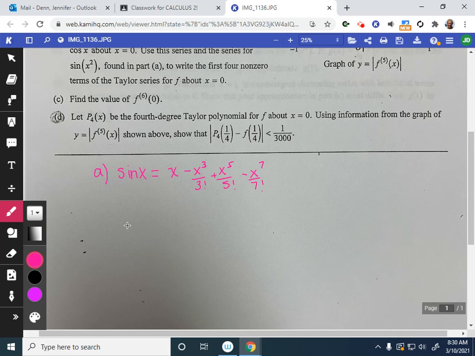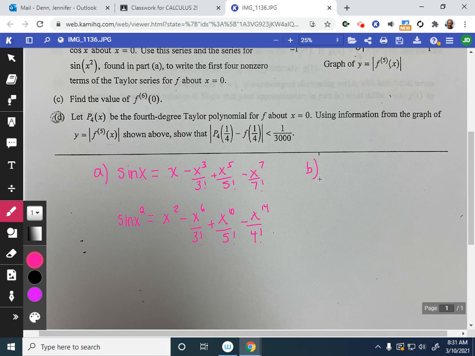Okay, now they also want the first four non-zero terms of sine of x squared. So this is just a substitution problem. This is going to become x squared. This will become x to the sixth over 3 factorial plus x to the 10th over 5 factorial, x to the 14th over 7 factorial. So there we go. First four terms of both series, and they don't want any general term. Great. I'm going to do part B over here.